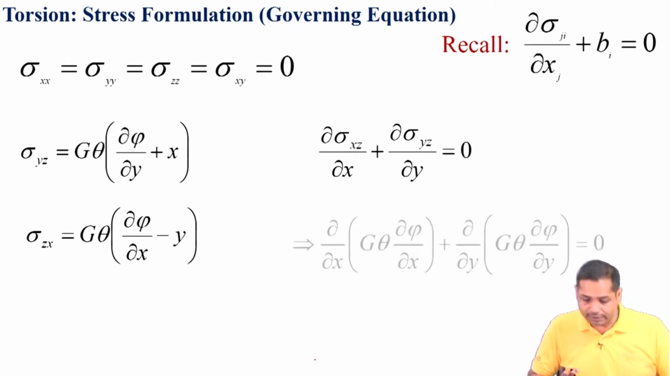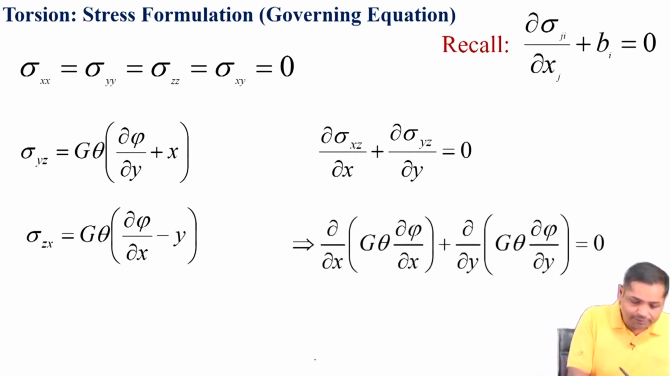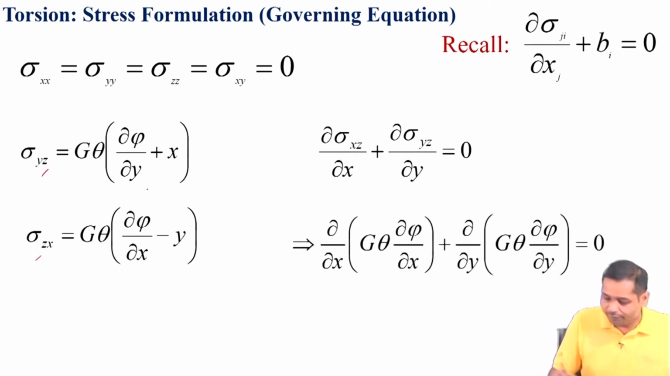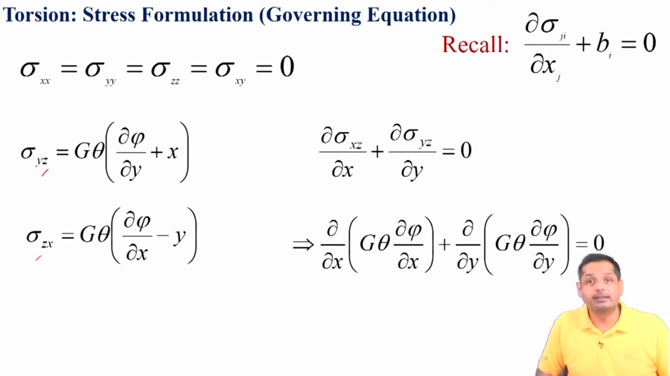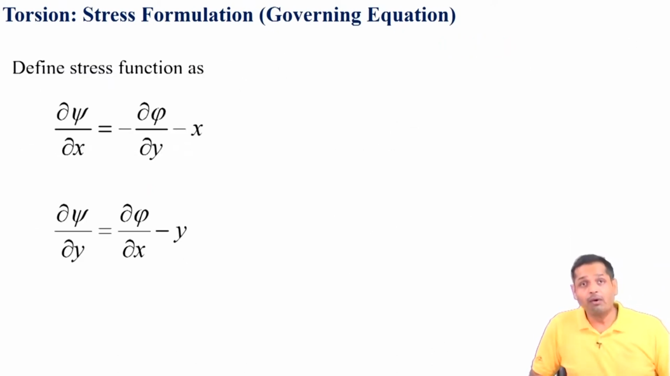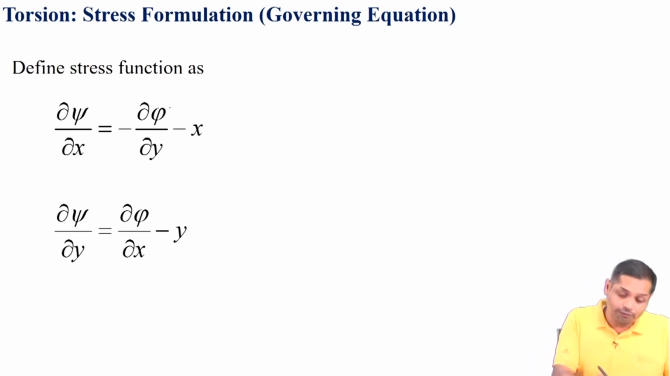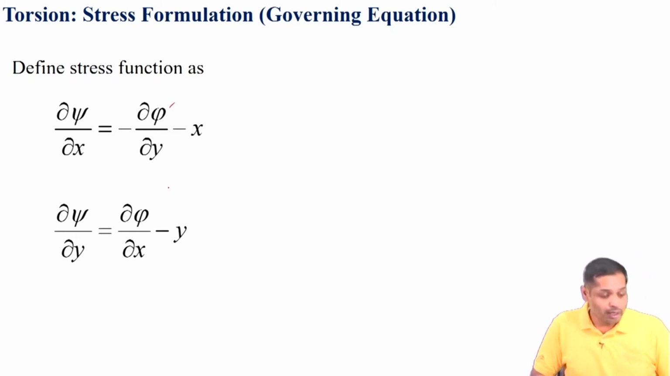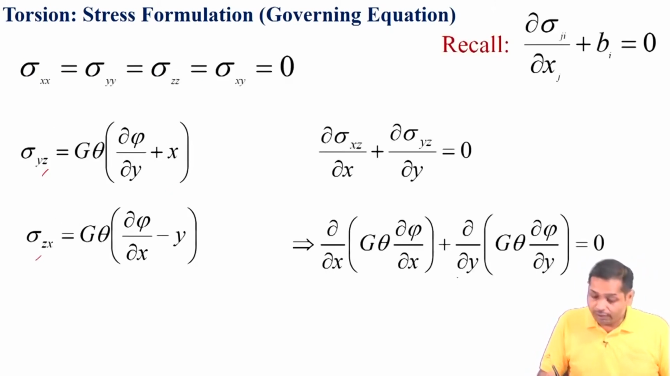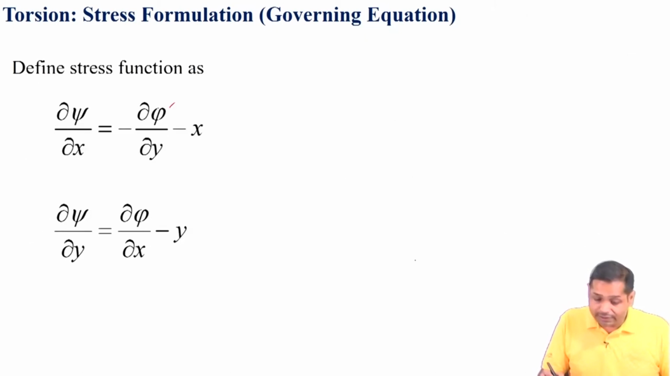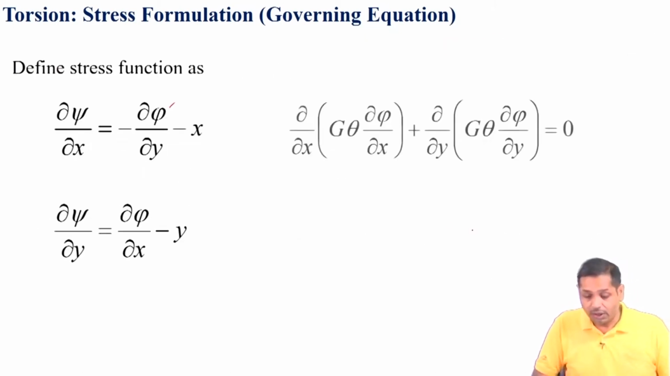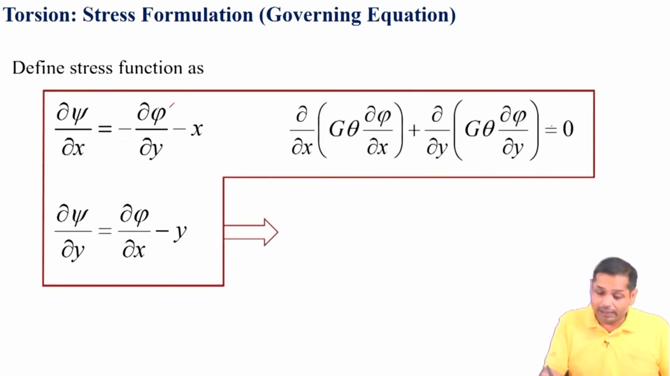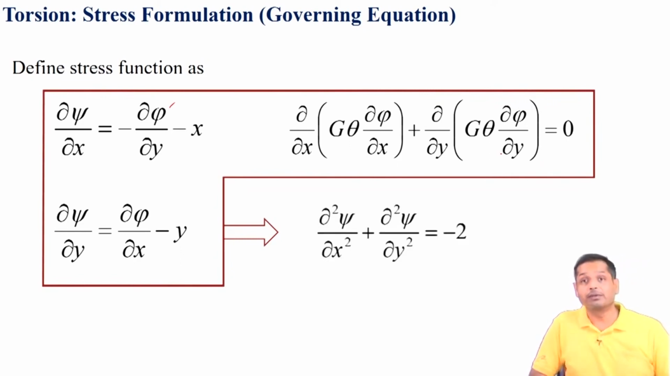Now, with this, we know the stresses in terms of phi. If we substitute this, we will get this. Now let us define another function psi, which is called the stress function, related to phi like this. Now if we substitute psi in this equation, we will get an equation like this.